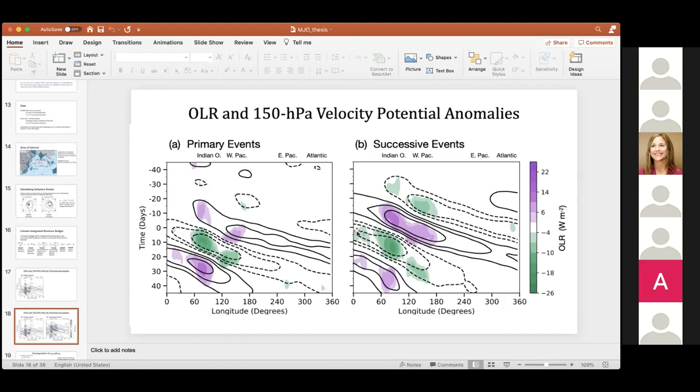So we can see that the successive events clearly have a circumnavigating signal, and we can also see them in the OLR wave train. So we have the negative OLR anomalies over the Indian Ocean starting at lag day -30. We are progressing through time going down. So at about -10 lag days, we have the positive OLR anomaly. And then again, during our initiation period at lag day 0, we again see a negative OLR anomaly, which is consistent with what was found in Matthews 2008.